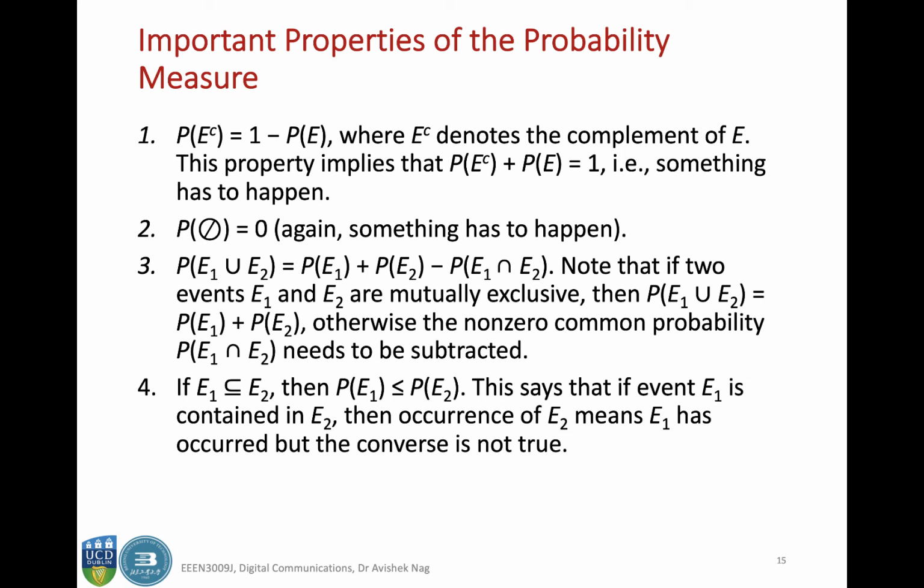And the fourth property says that if E1 is contained in E2, then probability of E1 is less than or equal to probability of E2. Again, this is pretty much intuitive. If you draw a diagram, you can easily find that if E1 occurs completely within E2, then probability of E1 is always less than or equal to that of E2. At the maximum it can be equal to E2. So that's what this expression says.